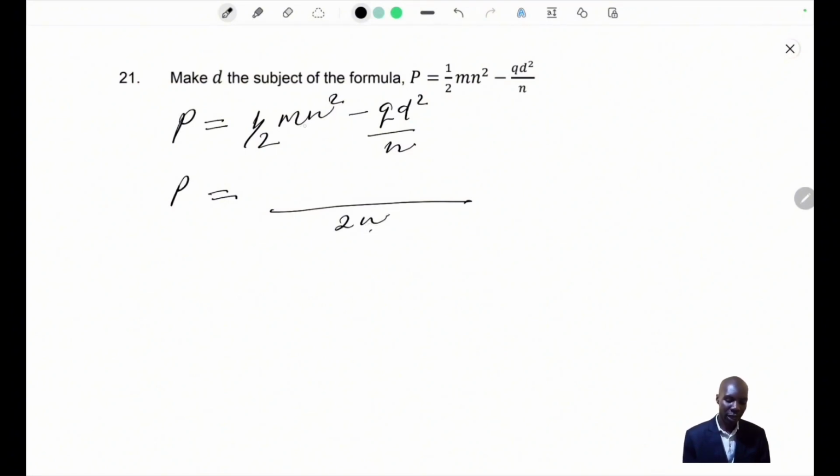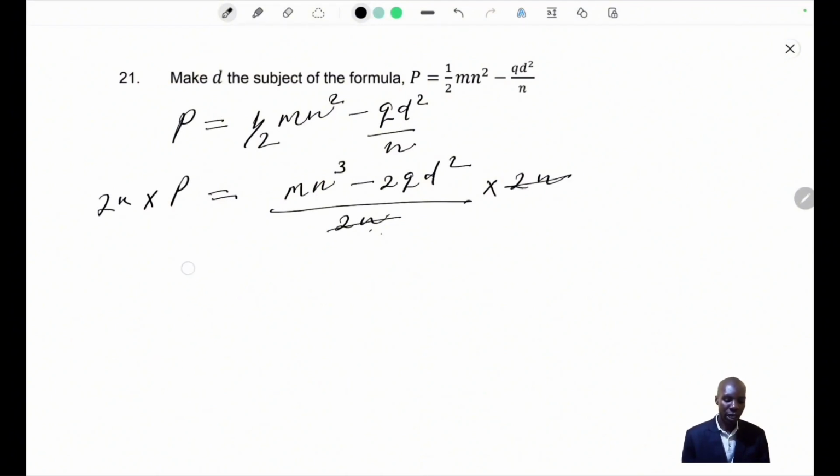N multiplied by mn squared will have mn to power 3 minus n goes here, n goes into 2n 2 times. 2 multiplied by qd will have 2q d squared. Then from there we can cross multiply both sides by the denominator.